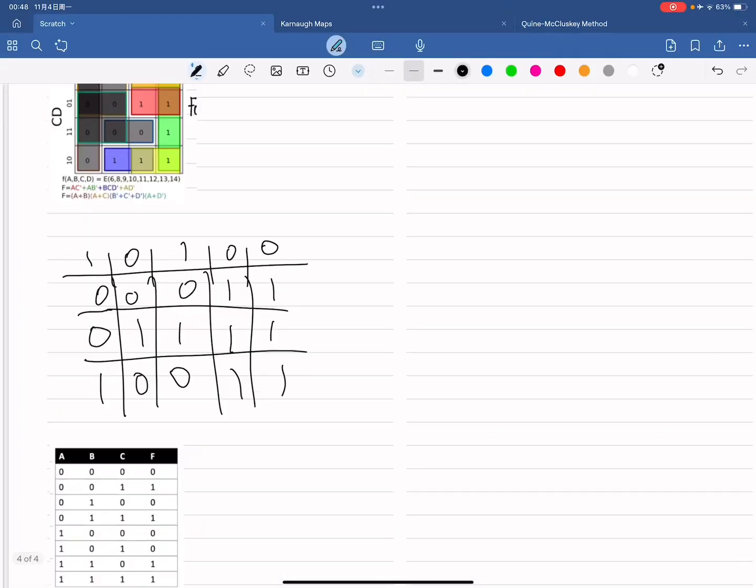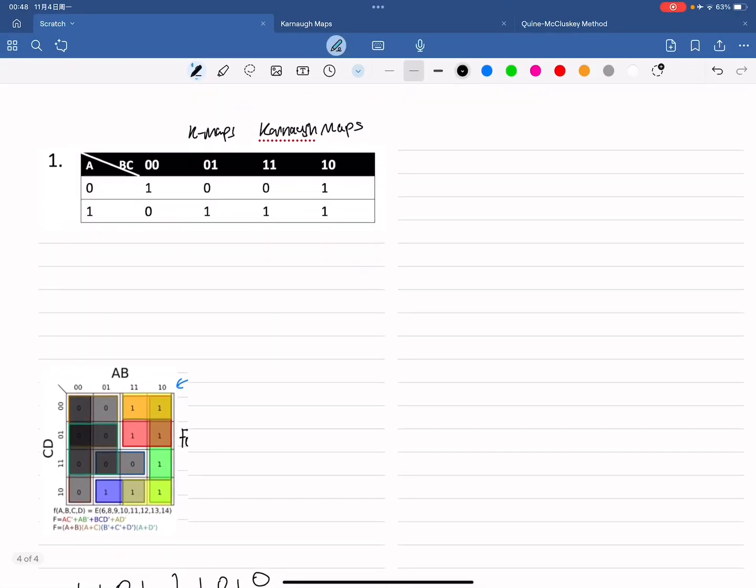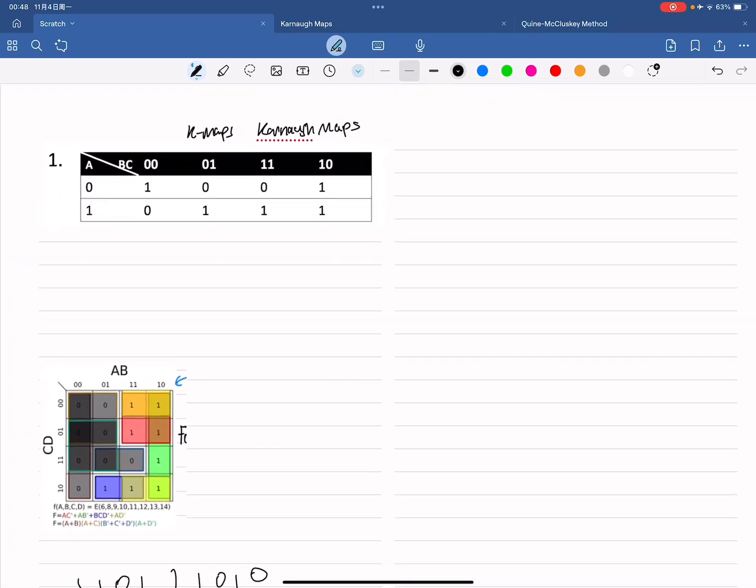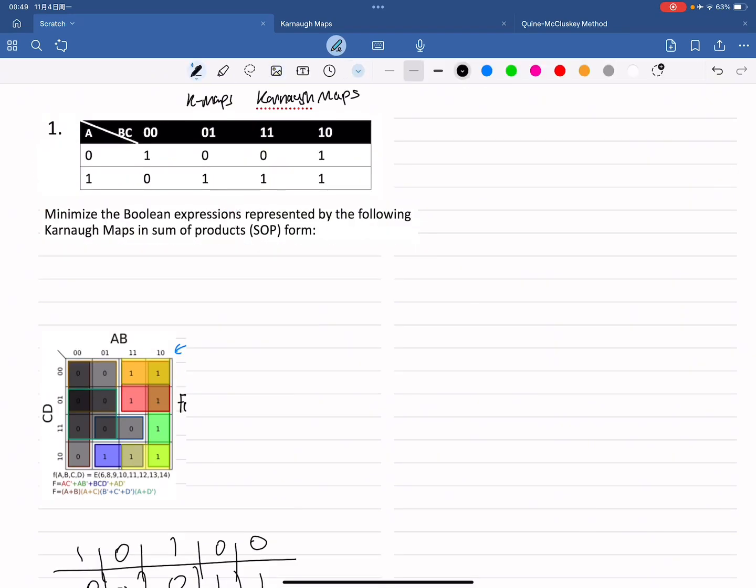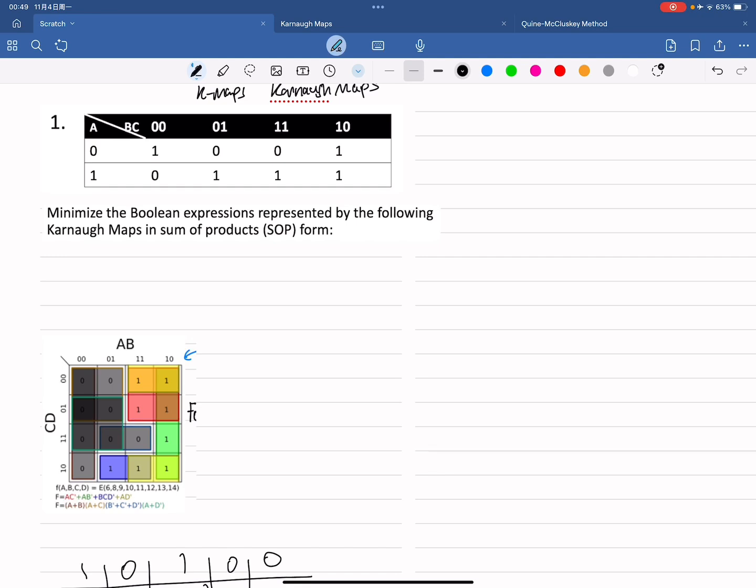So today I'll be teaching K-maps, also known as Karnaugh maps. And these are very similar to the Quine-McCluskey method. At the end of today, I'll be going over two questions, one of them being this right here. It's going to be represented in SOP form.